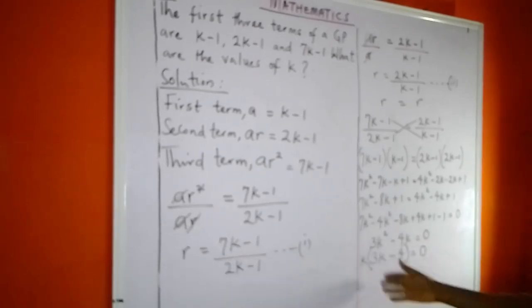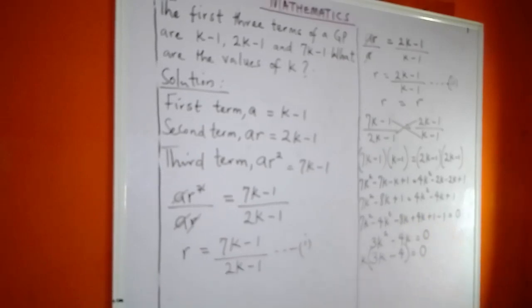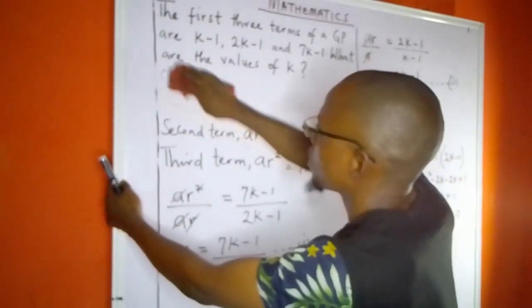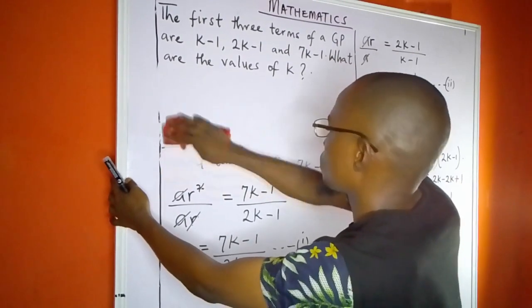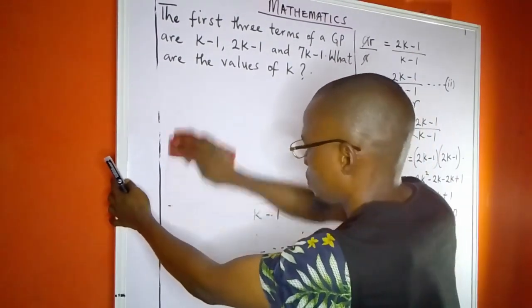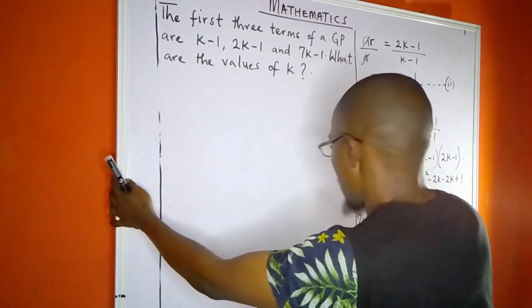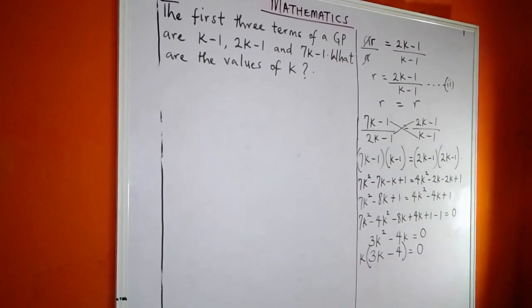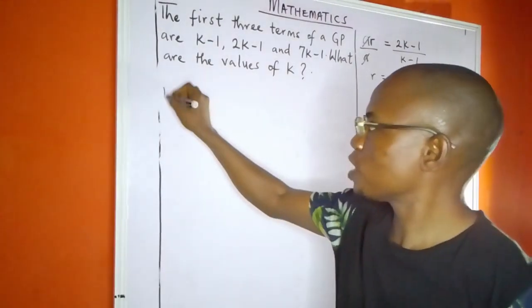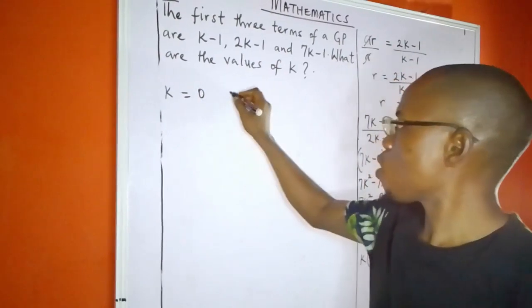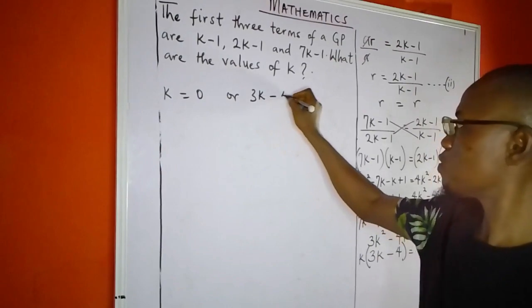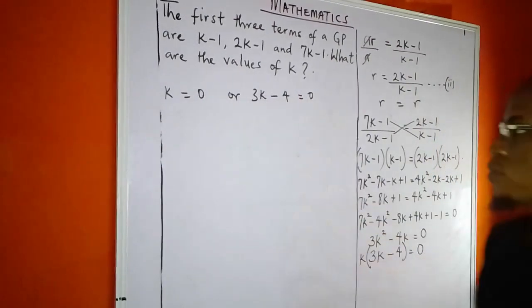So after you've done that and you get here, it's for us to split it up. How do we split it up? So let me quickly rub this off. Let's see how we split it up. Taking a look at this, here we are having k, so that means k equal to 0, or 3k minus 4 equal to 0.